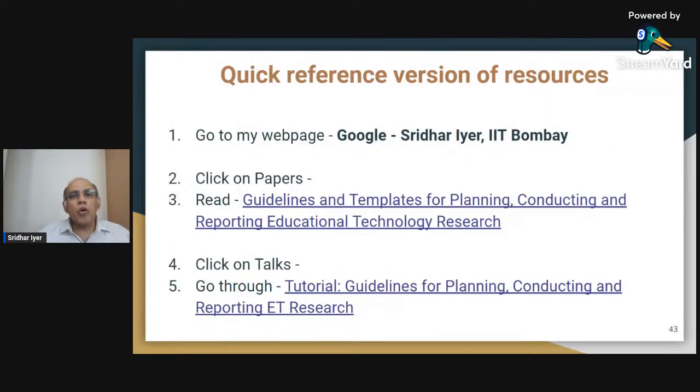Okay. So if you don't want to read the 88-page document, which is the guidelines document itself, there is a 4-page version. You can go to my web page. If you Google Sridhar Iyer IIT Bombay, it will take you to my web page. If you click on papers, it will take you to a place where you can find this paper called Guidelines and Templates. And then if you click on talks again from my web page, you will find a tutorial with the same name, which is a more expanded version of this talk that I have given just now.